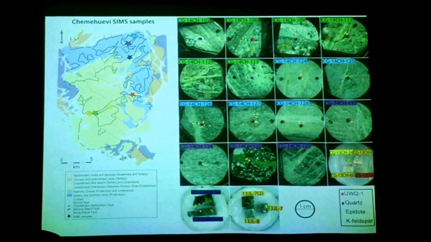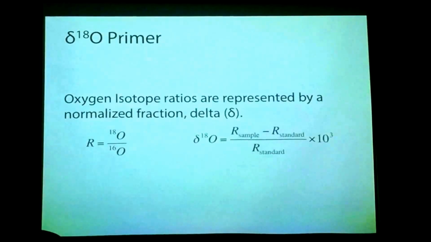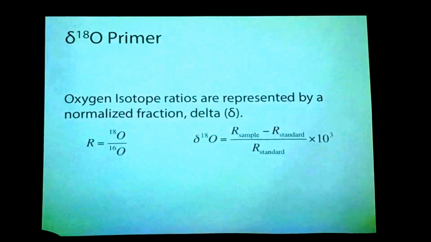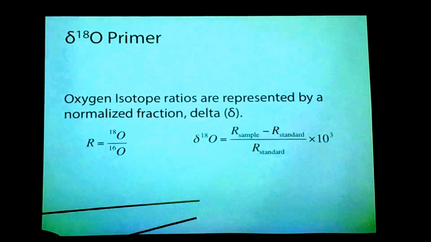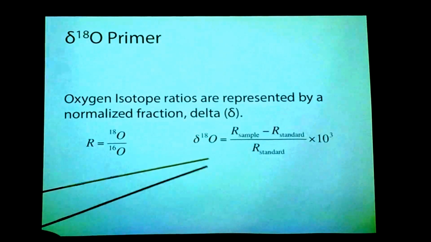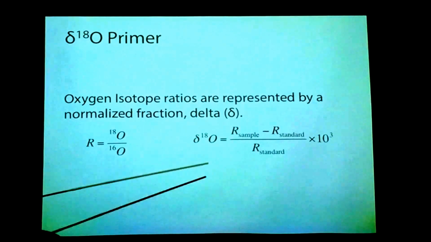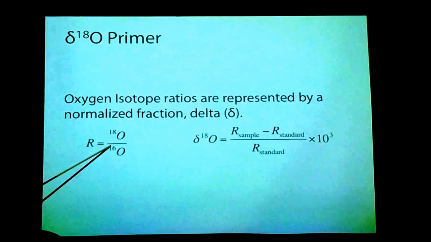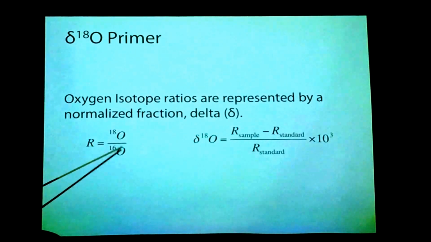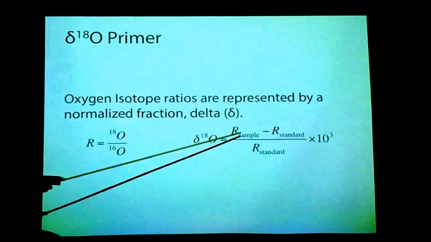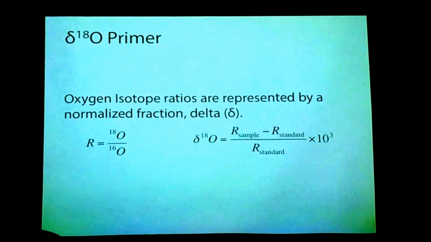So before I get into discussing our results any further, just a little primer: I'll use the oxygen isotope normalized fraction delta O18, which is just the ratio of oxygen 18 to oxygen 16 of the unknown sample compared to the standard.